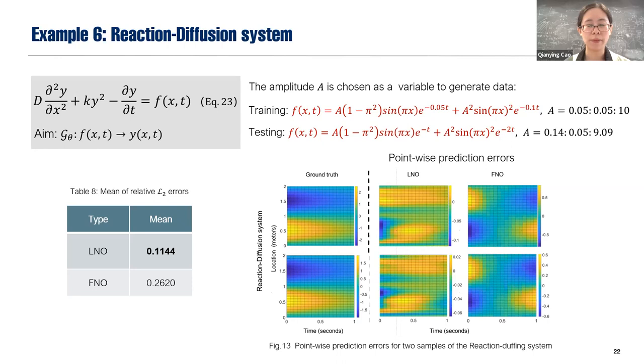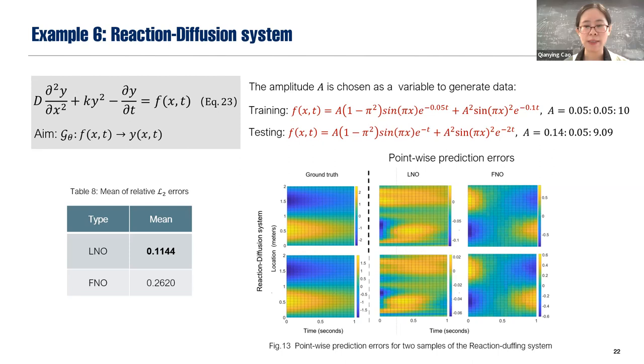We utilize the neural operators LNO and FNO to learn the mapping from the source term F(x,t) to the steady state response y(x,t). To generate training and testing samples, these two types of functions are chosen. Each sample is discretized into 20 times 40 temporal-spatial grid points.